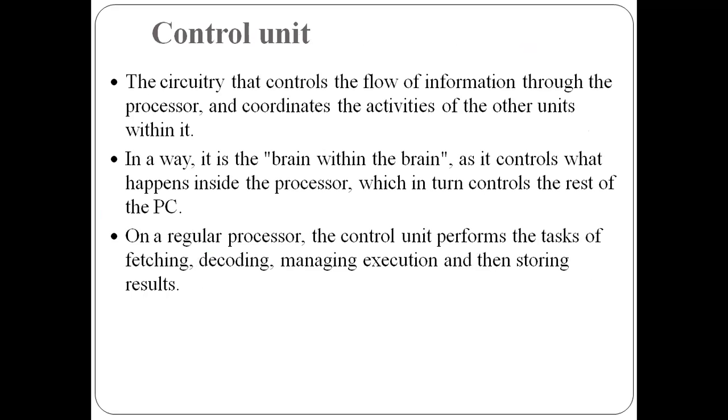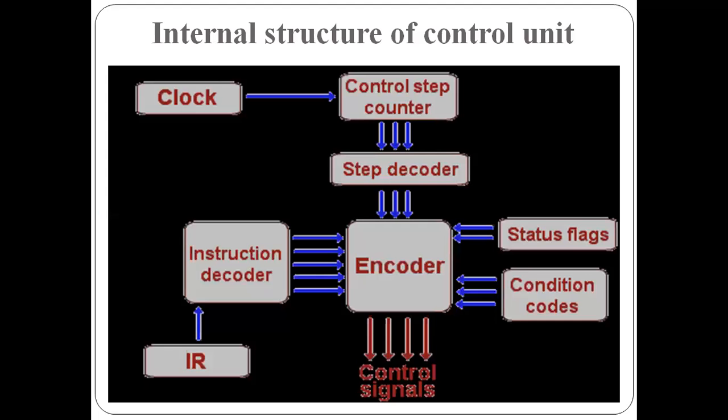Control unit: the circuitry that controls the flow of information through the processor and coordinates the activities of the other units within it. In a way, it is the brain within the brain, as it controls what happens inside the processor, which in turn controls the rest of the PC. On a regular processor, the control unit performs the task of fetching, decoding, managing execution, and then storing results.